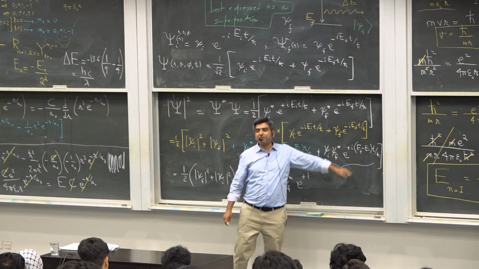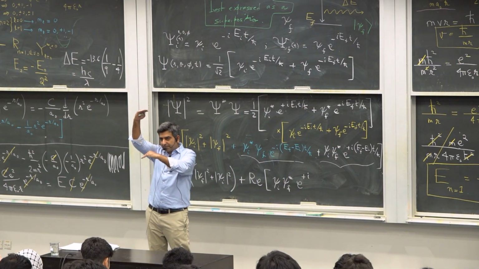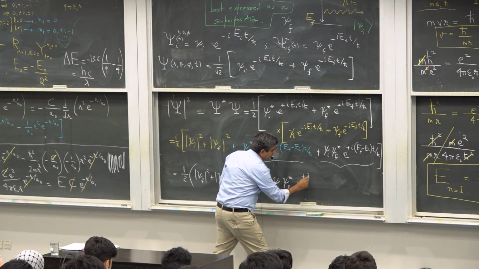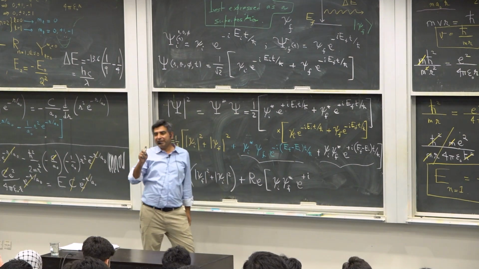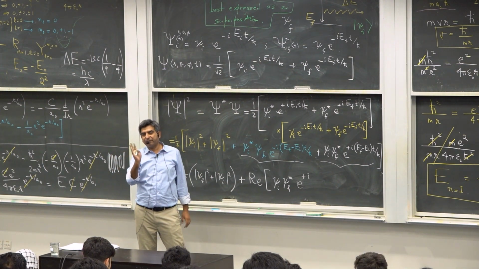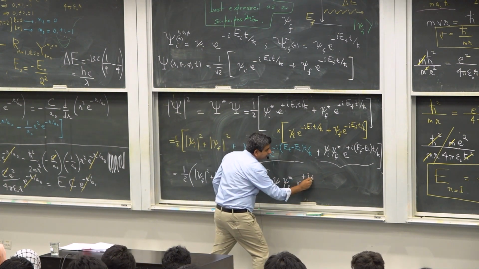Now I can put E_f minus E_i equal to delta E. That's the separation between the two levels. And I can put delta E equal to ħ omega. Omega is some frequency. So this becomes omega t.